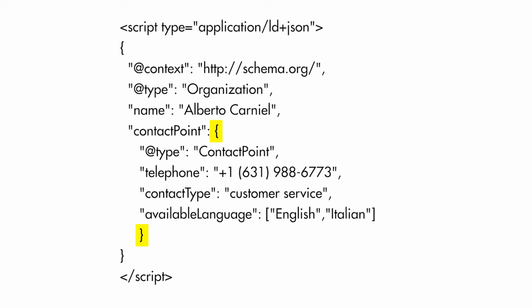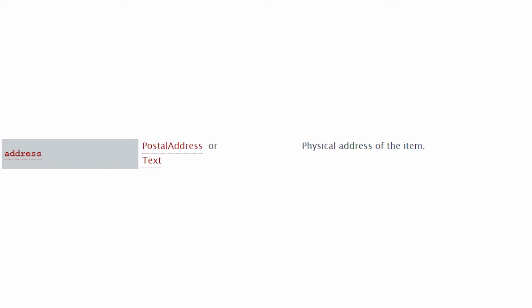Inner curly braces. Use inner curly braces every time a property has an expected type. See the second column of a schema.org reference page. As you can see from this image, the expected type is written in the second column. Click on the expected type link to view its reference page.